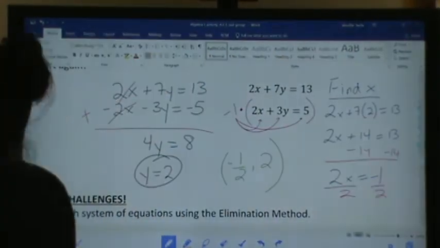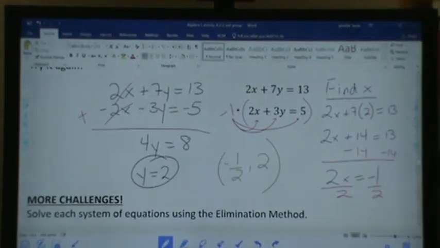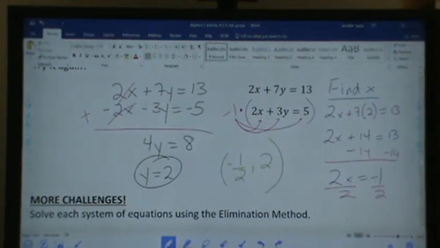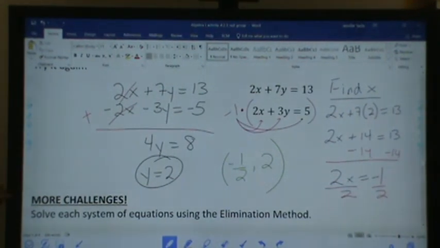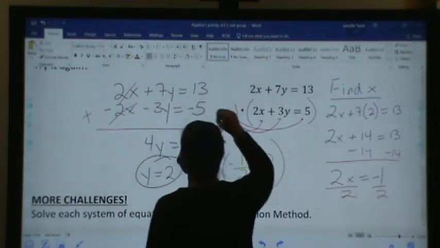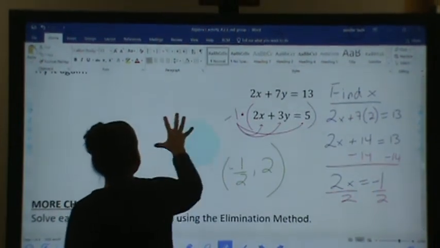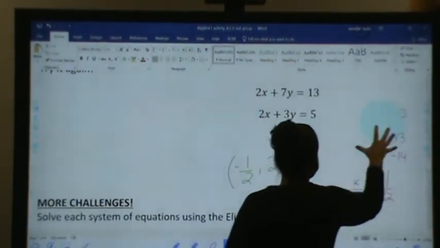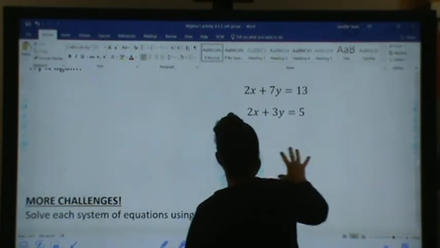Okay? So when you do elimination, sometimes you have to kind of massage or take care of one. It doesn't work out perfectly the first time, but you can always change it so it makes sense. Okay, I'm gonna have you guys try one of these, and then I'm gonna give you your next challenge.